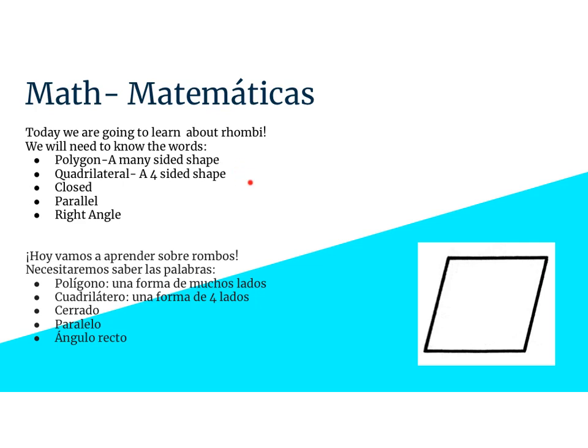Rhombi are also quadrilaterals, meaning they have four sides. They're a closed shape, so all of the edges on the sides of the shape connect with one another. There's no gaps or holes. Parallel would be another word that we might want to use today. So if you remember, parallel means when I have two lines that run equal distance from one another, on and on, forever and ever, they're never going to touch or cross. And then right angle is something else we might be talking about today. And if you remember, a right angle is the corner of a shape, and it looks like the letter L.